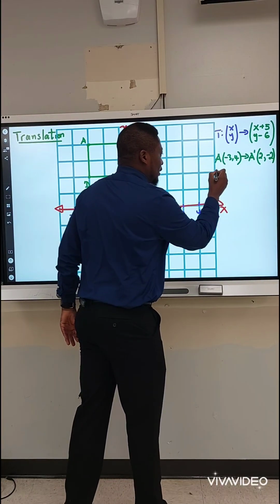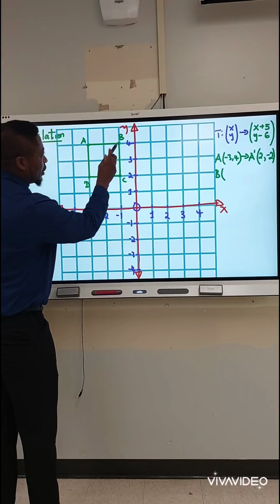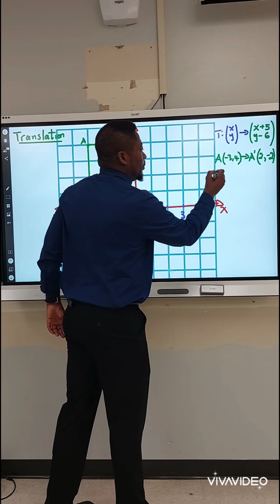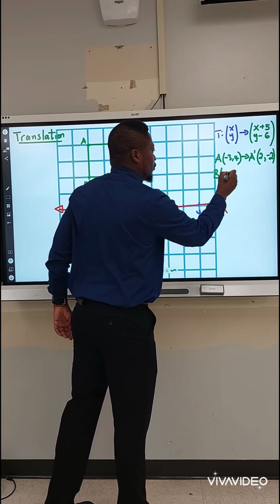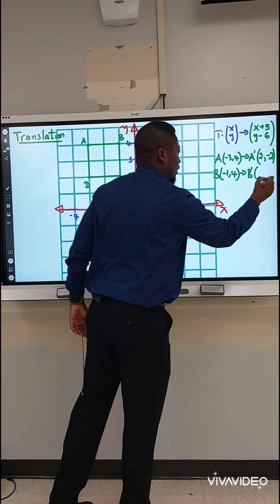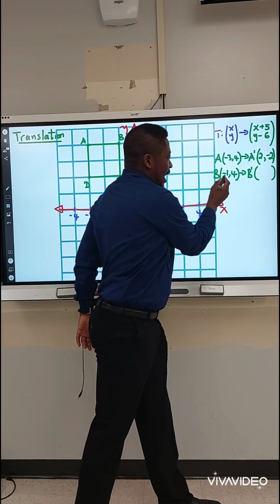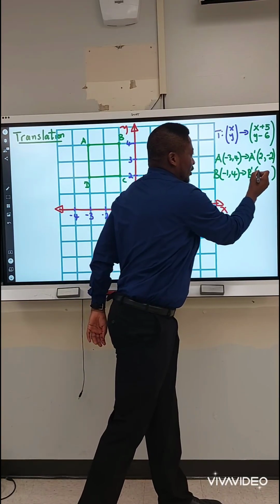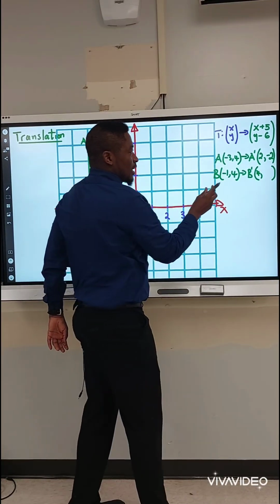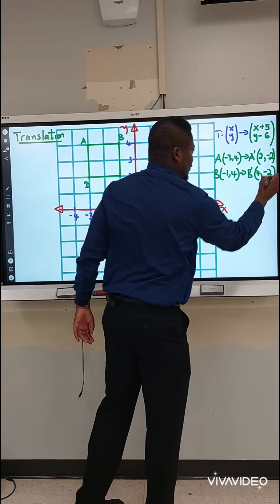So I got my image coordinate for A. Now the image coordinate for B. This is B right here, and the object coordinates of B are -1, 4. So to get B prime, I add 5 to the x coordinate: -1 plus 5 is 4. And I subtract 6 from the y coordinate: 4 minus 6 is -2.